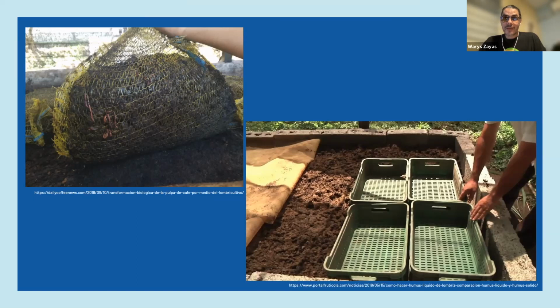Once that material is not hot or looks more like kind of soil, it's time to feed the worms with it. Another important factor, but less common to happen, is the pH, the acidity of the medium inside of the worm beds.